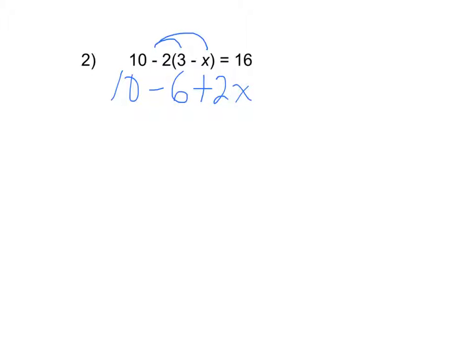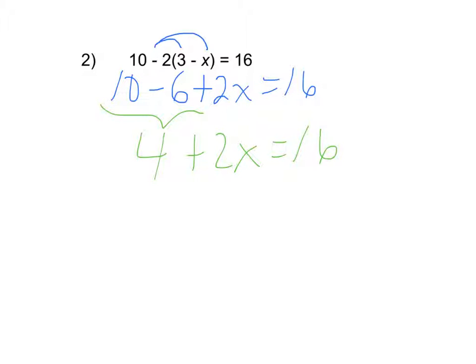So that's the entire left side. So instead of having a 10, a negative 2, a 3, and a negative x, I now only have 3 things. So it's simpler already. Nothing happened on the right side yet. So take a look at this. We have 3 terms on the left, but 2 of them are the same type of term. They're constants. So we're going to combine those first. So let's see what we get here. So that's going to give us a 4 plus 2x equals 16.